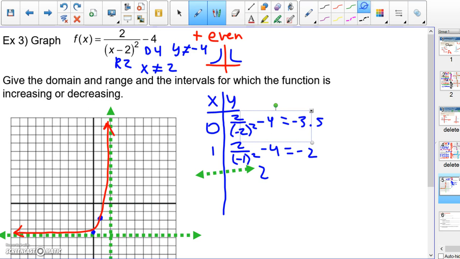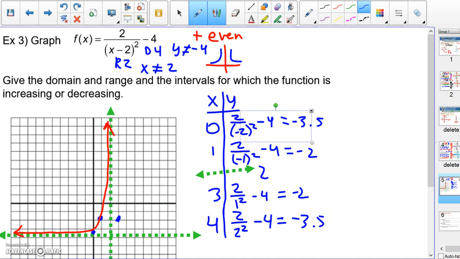We know we cannot plug in 2, so maybe let's try 3. If you plug in 3, it's going to be 2 over 3 minus 2 is 1 squared minus 4. It's negative 2. So 3 comma negative 2. And then plug in 4. 2 over 4 minus 2 is 2 squared minus 4. Gives me negative 3.5. Notice the symmetry involved there. 4 comma negative 3.5 down there. Okay, there's my function.